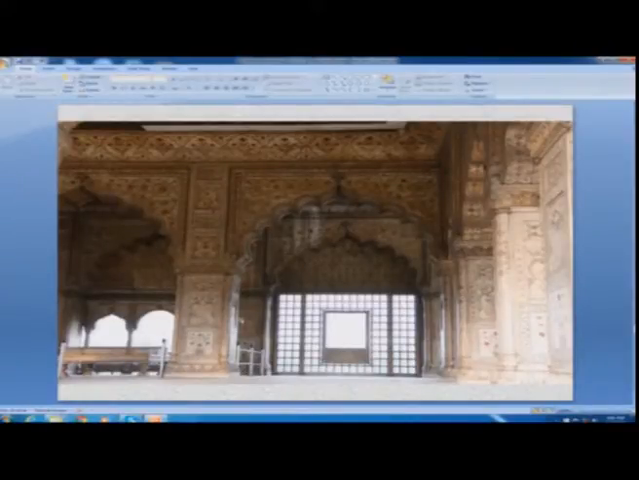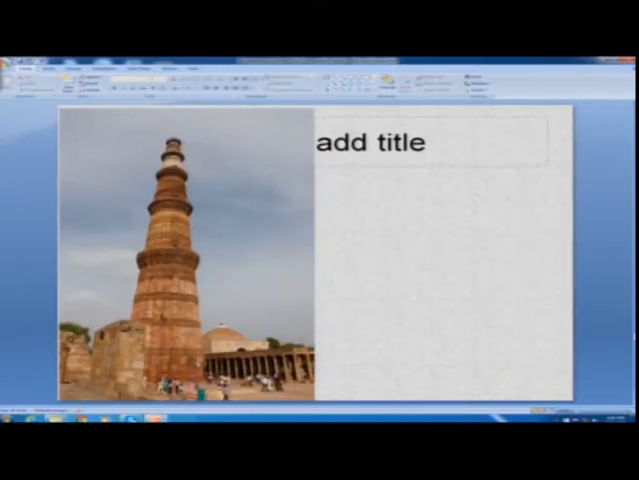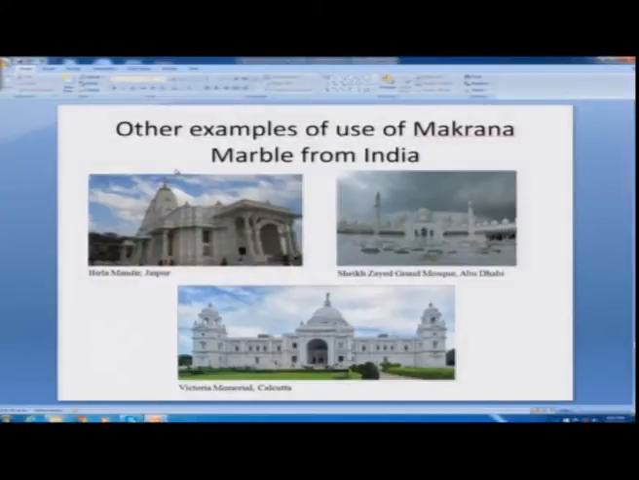This is again a very beautiful internal structure from Agra. Probably not from Agra. This is from, I think, Red Fort. Okay, so this is the picture of that, again made up of marble, and the upper story here that we are having is also made up of marble, of Qutub Minar.